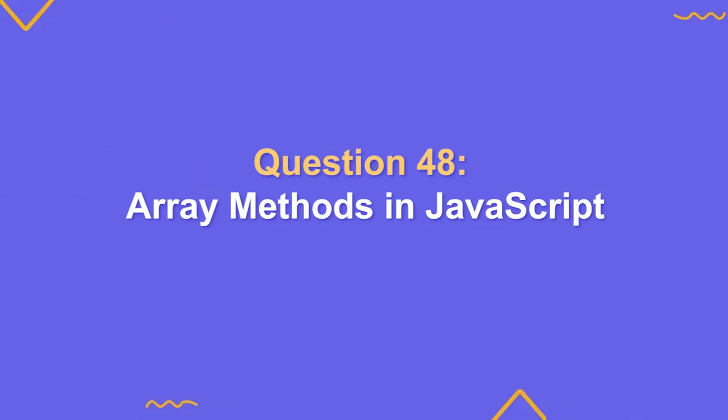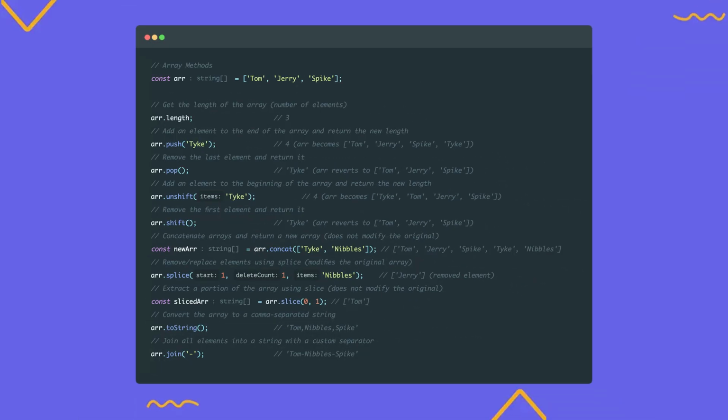Array methods in JavaScript. Today, we'll talk about array methods in JavaScript. It's a broad topic, and there are many methods to mention, so I'll give brief explanations for each one. Length. This property helps you get the length of an array. Adding and removing elements: push and unshift. These methods add an element to the array. Push adds it to the end of the array, while unshift adds it to the beginning. Both methods return the updated length of the array.